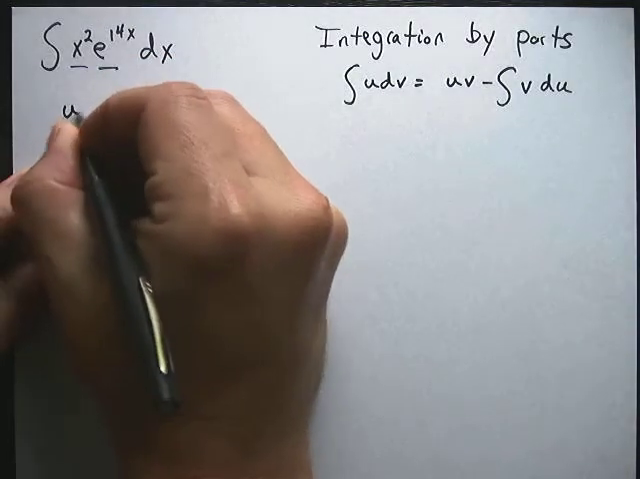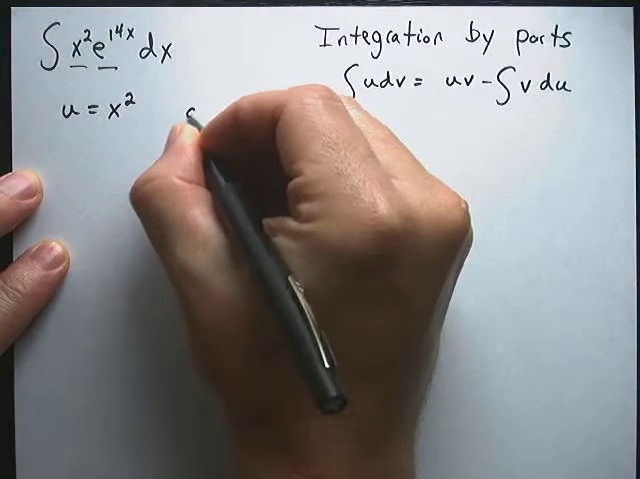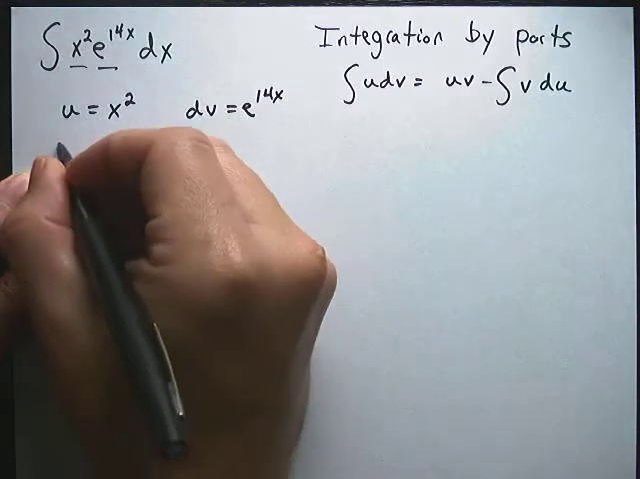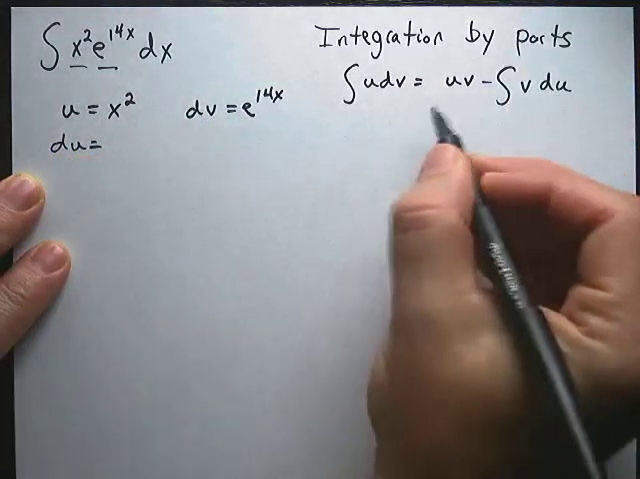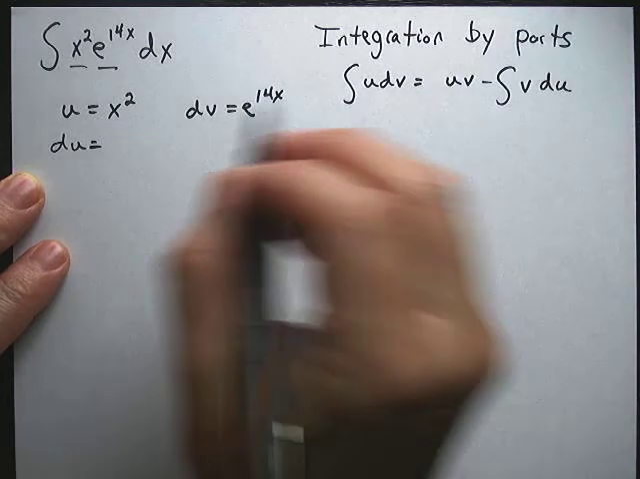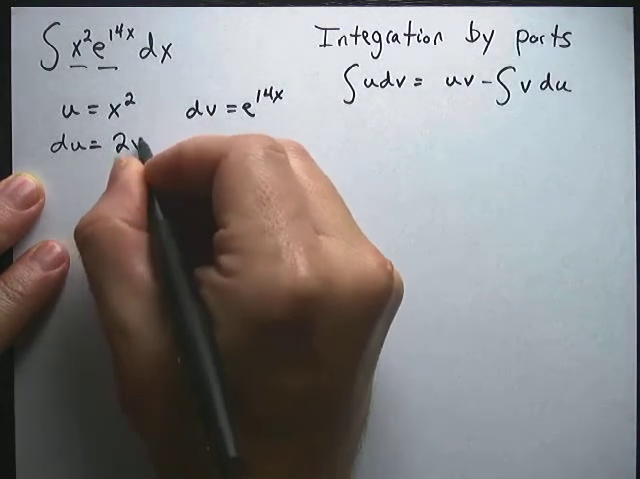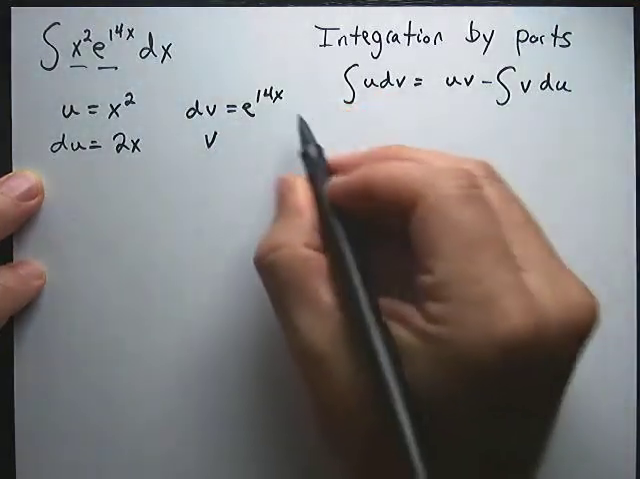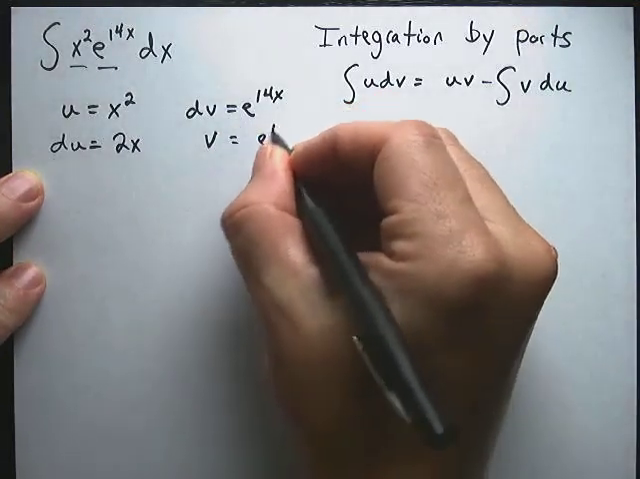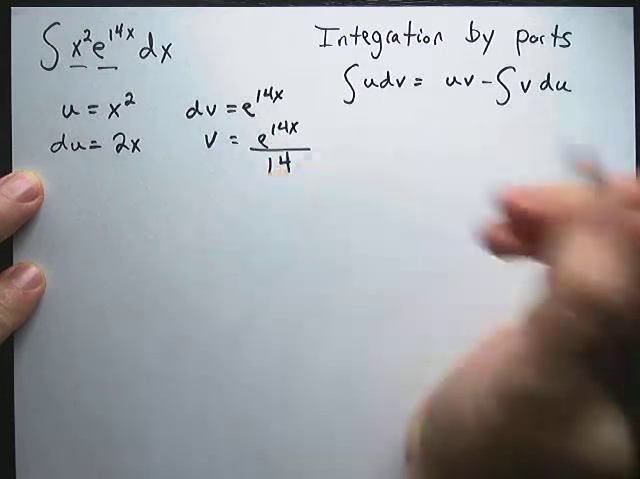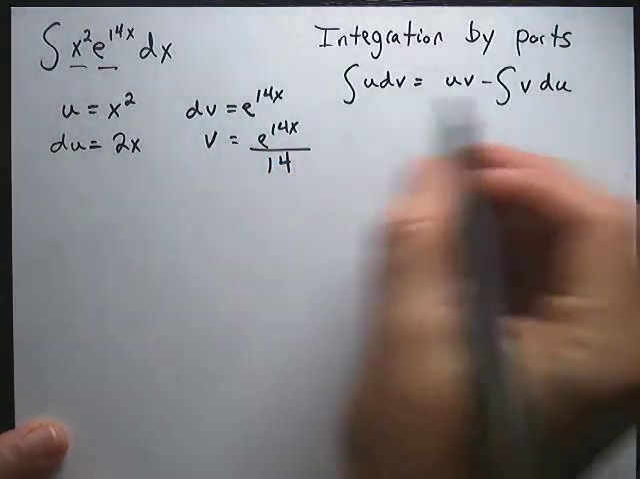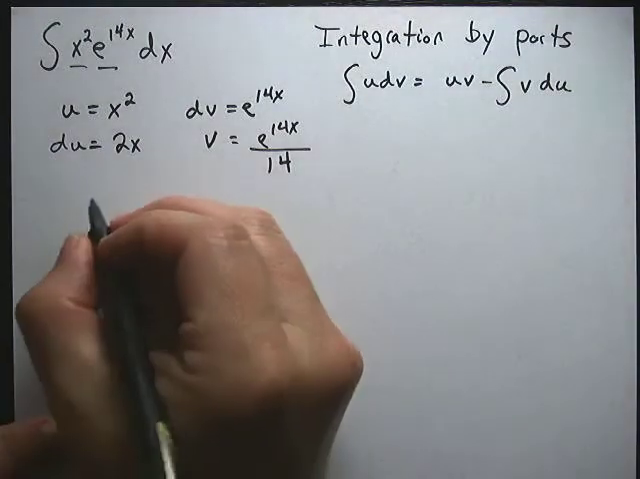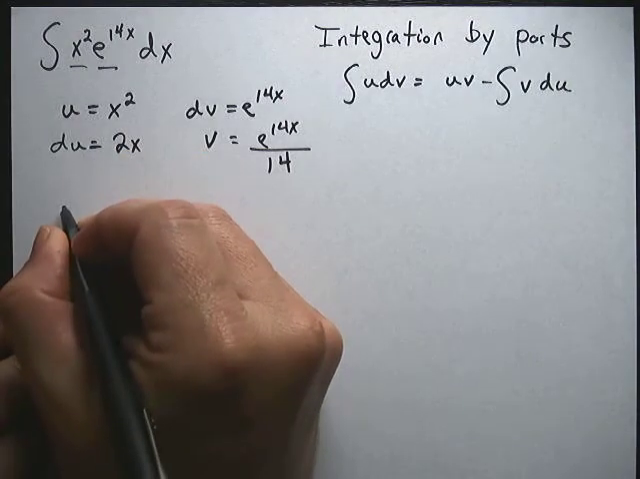So we choose u is equal to x squared, and we choose dv is equal to e to the 14x dx, which means du, because our formula needs du, is equal to 2x, and v, so we'll anti-differentiate, which would mean we get e to the 14x divided by 14. Okay, now we put this into the formula here, the uv minus the integral of v du, and we get u, which is x squared.